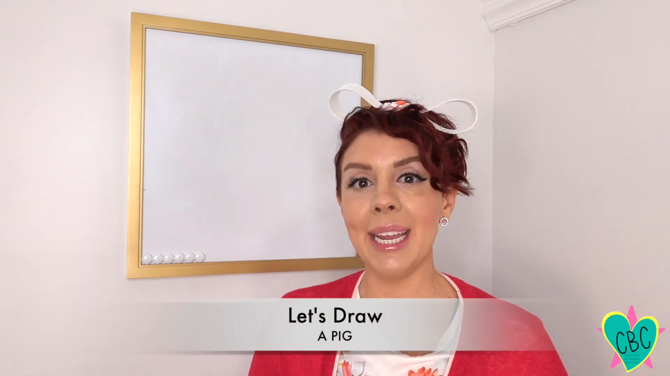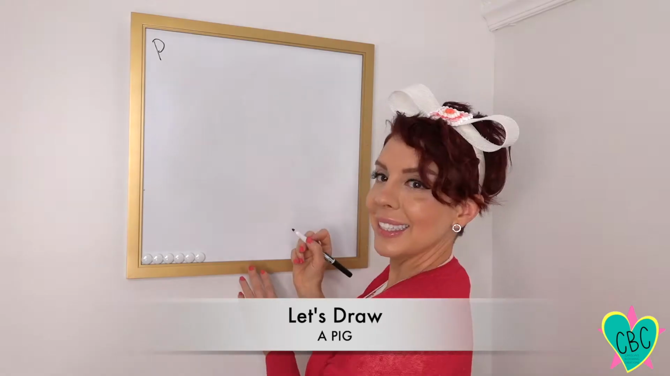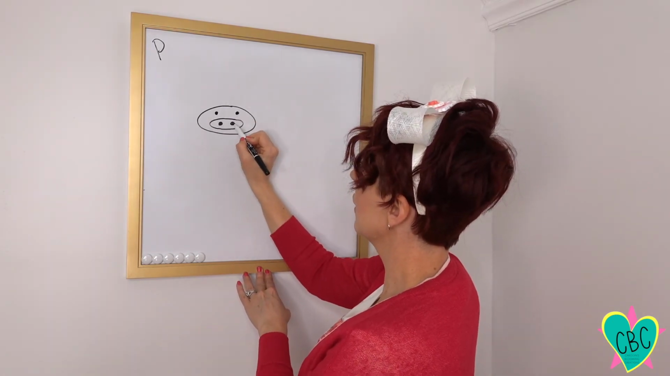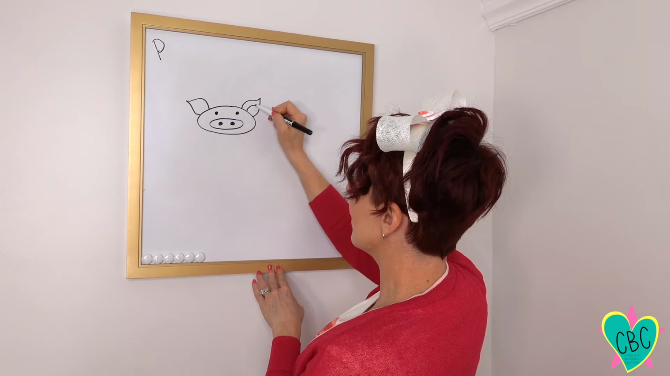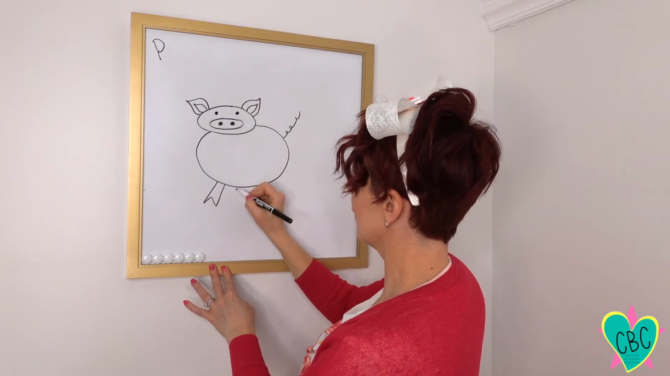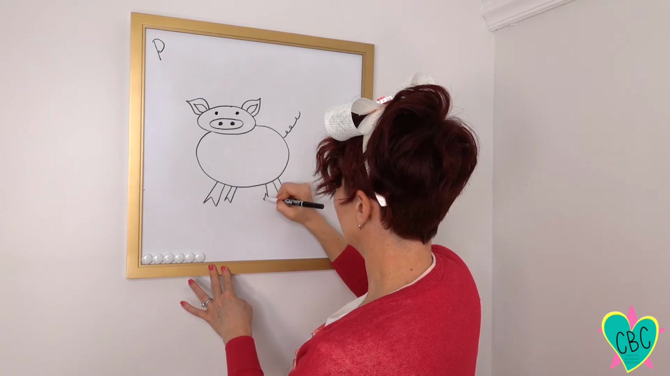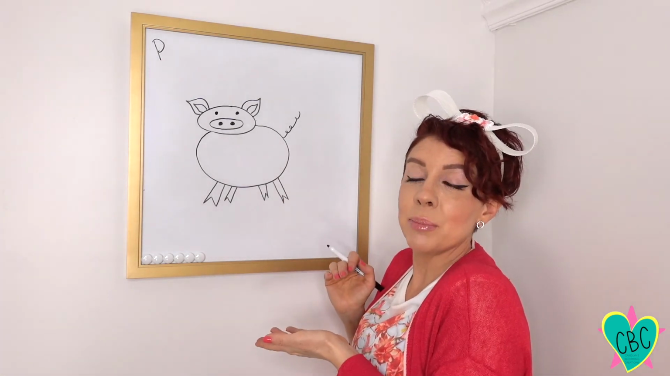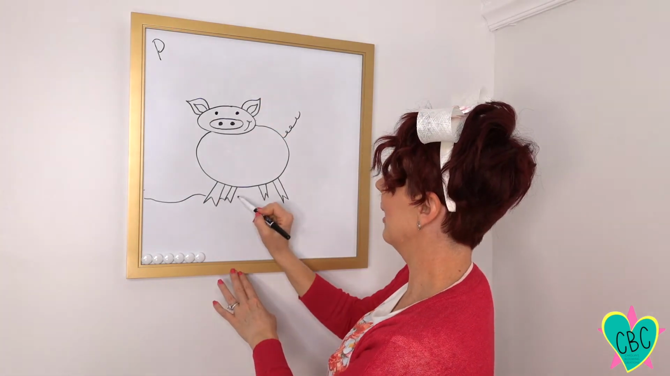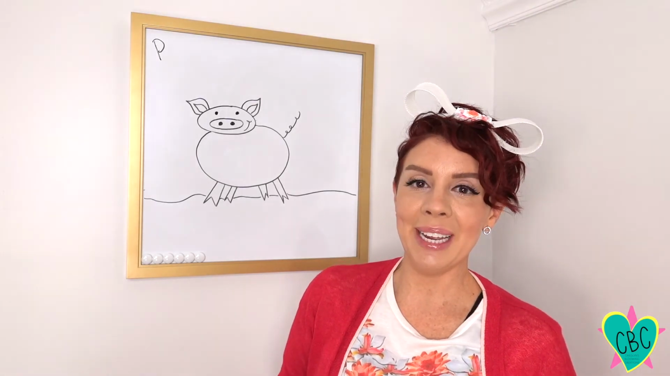Next is the letter P. Let's draw a pig. Right now he doesn't have an expression. Let's give him a little smile. What a cute little pig.